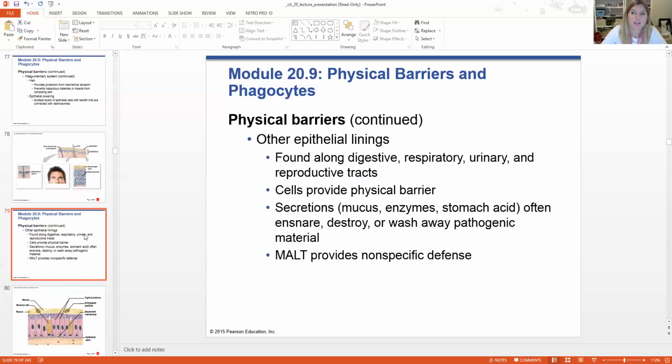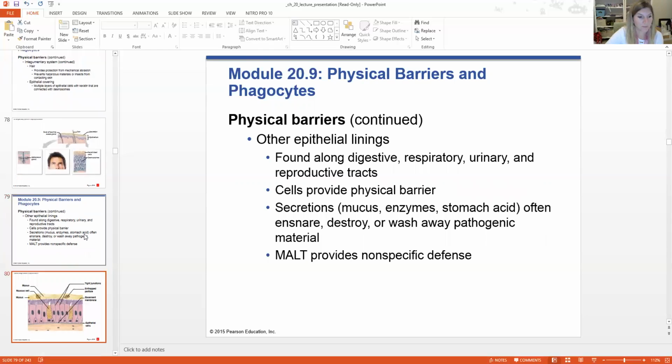Other epithelial linings found along our digestive tract, the respiratory, urinary, reproductive tracts also function as our first physical barrier against invaders. Any secretions from these organs or from these tissues is meant to destroy or wash away any pathogenic material. MALT, that mucosa-associated lymphoid tissue, is another one.